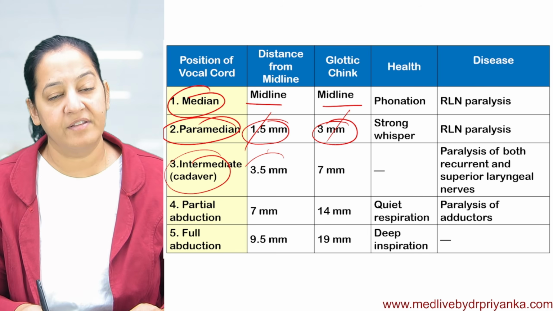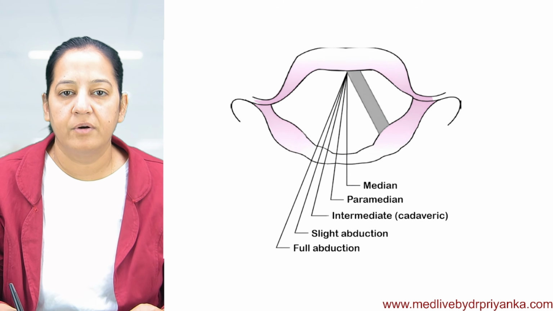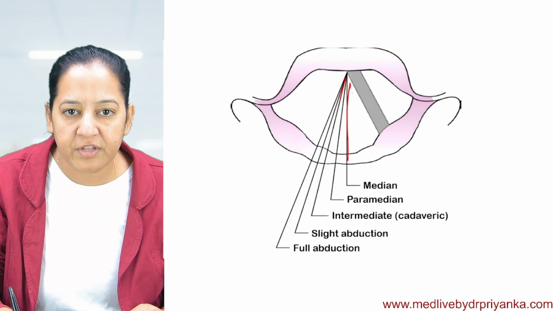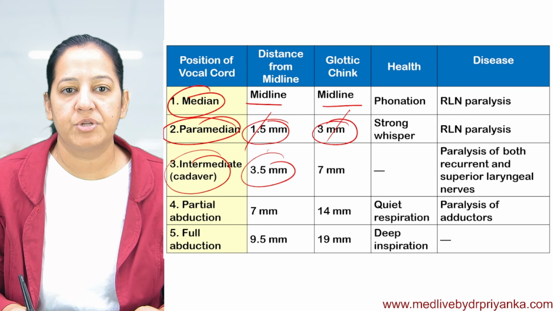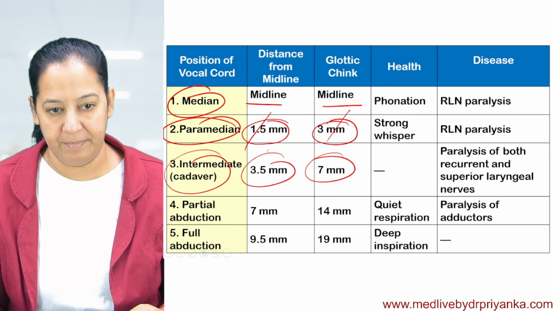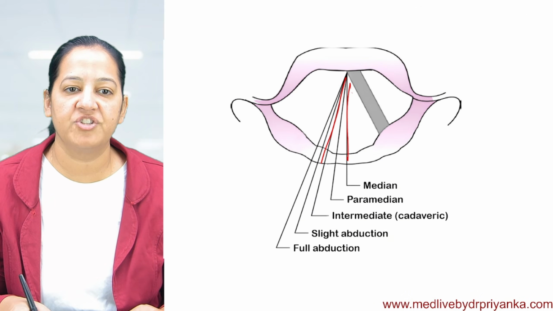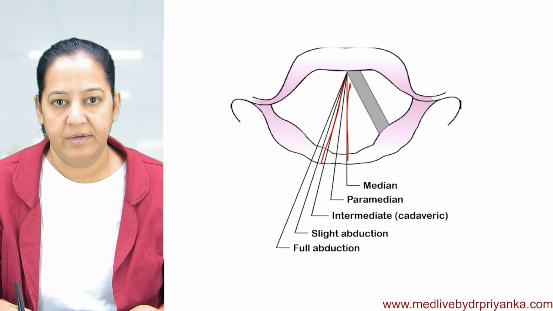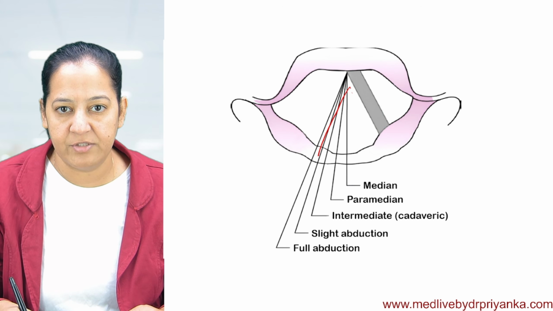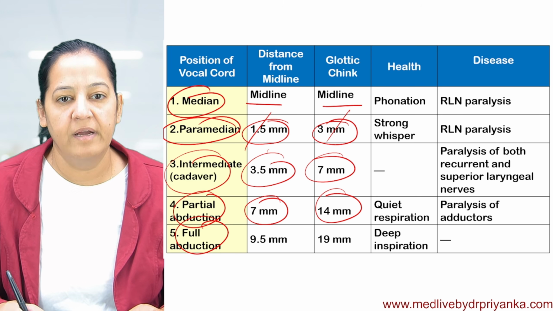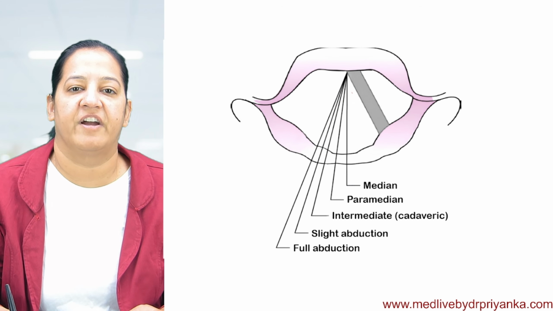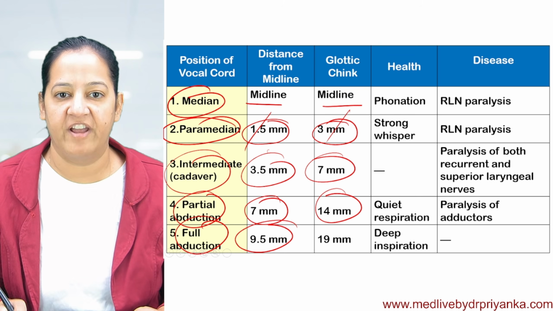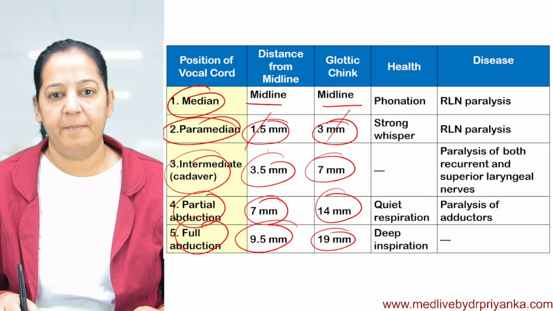If from the center they are 3.5 each of them, each of them is 3.5 millimeter away, so 3.5 and 3.5, it will be 7 millimeter. Then partial abduction and full abduction. Partial abduction means each of them is 7 millimeter away, so a total 14 millimeter gap will be there. And full abduction means each of them is 9.5 millimeter away. So the total gap is 19 millimeter.